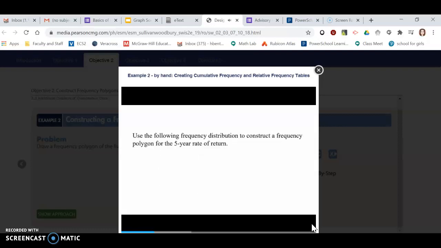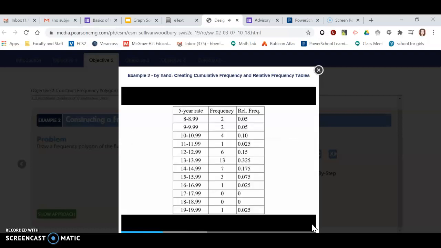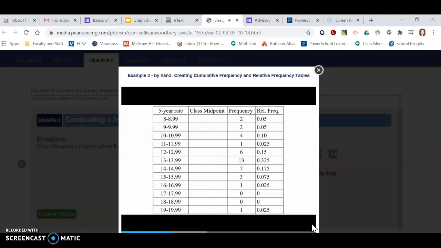Use the following frequency distribution to construct a frequency polygon for the 5-year rate of return. Here's the frequency distribution. We're going to focus on the frequency column, not the relative frequency column. To construct a frequency polygon, the first thing we need to know are the class midpoints. The midpoint for the first class we find by taking its lower limit 8, adding the next lower limit 9, and dividing by 2.